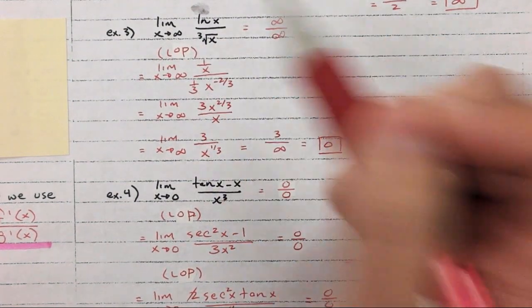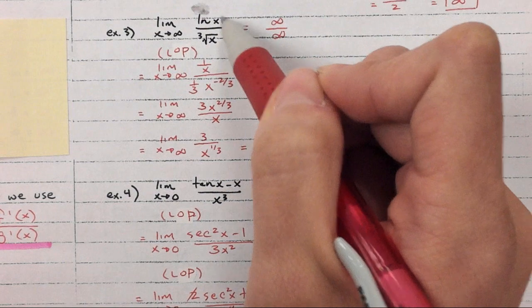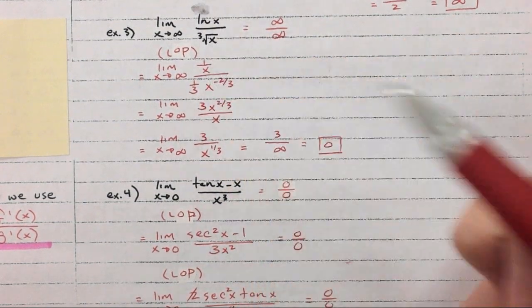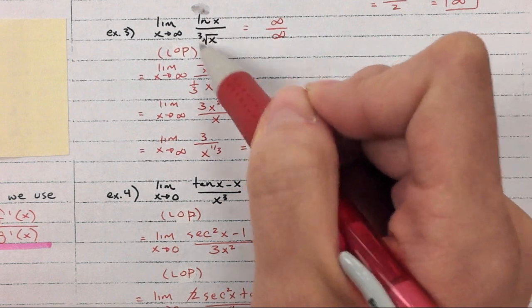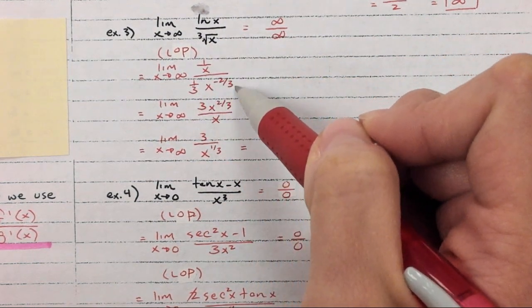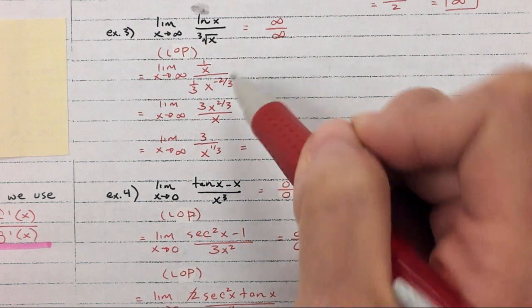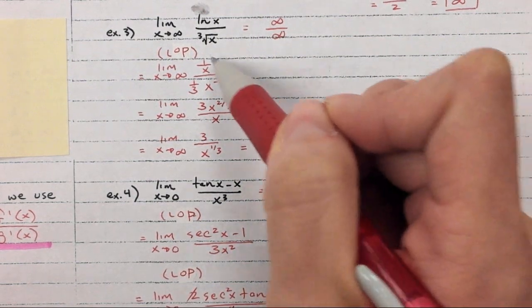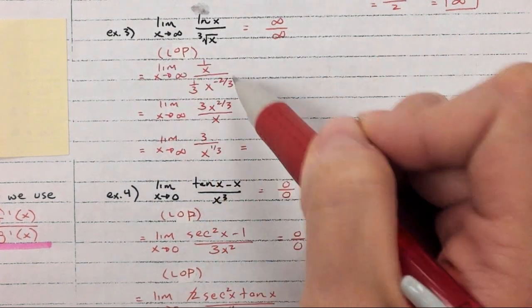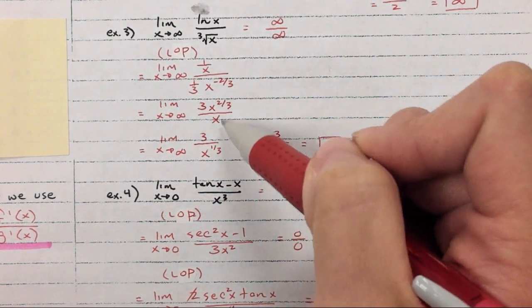I use L'Hopital's. Derivative on top is 1 over x. The derivative of the denominator is 1/3 x to the negative 2/3 power. All right, before anything else, I simplify this. So I'm simplifying, I'm not using L'Hopital's. So from here is my next step.